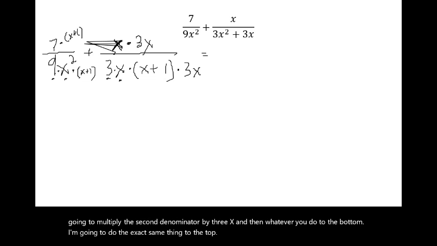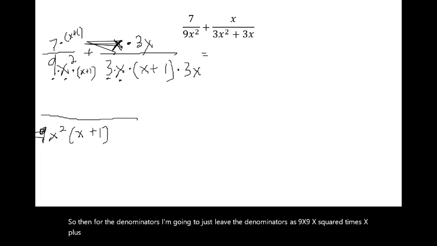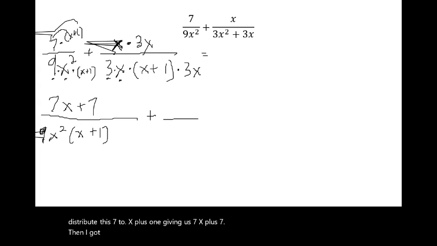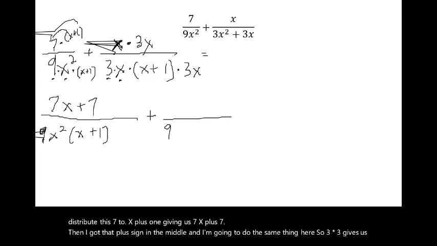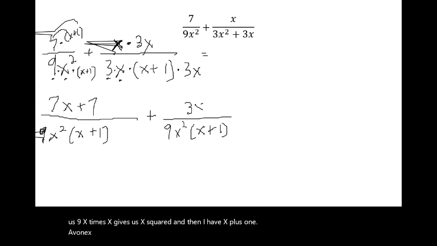Then for the denominators, I'm going to just leave them as 9x squared times x plus 1. The only thing I'm going to distribute are the numerators. So I'm going to distribute this 7 to the x plus 1, giving us 7x plus 7. Then I've got that plus sign in the middle, and I'm going to do the same thing here. So 3 times 3 gives us 9. x times x gives us x squared. And then I have x plus 1. And then x times 3x is going to be 3x squared.